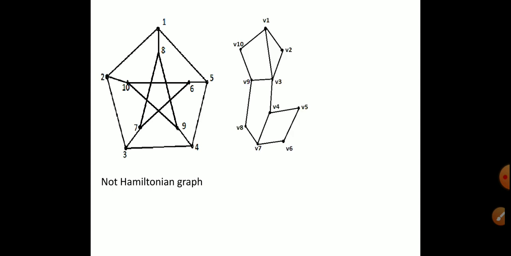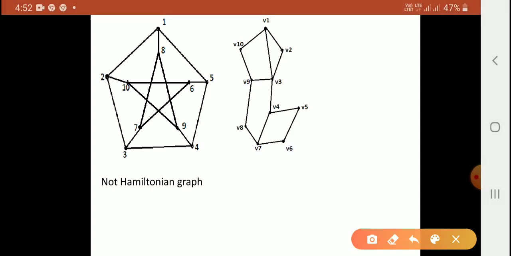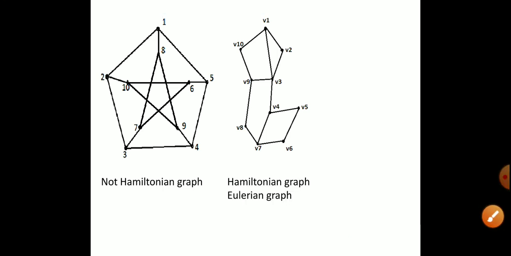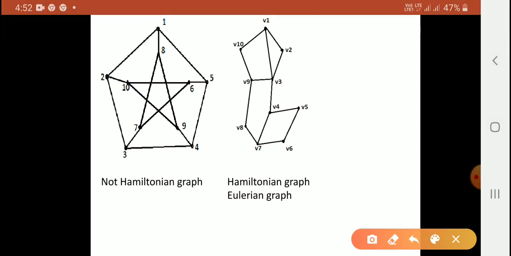Okay, consider this graph. Starting from v1 to v2, v2 to v3, v4, v5, v6, v7, then v8, v9, v10, v1, and v9. So it covers all the edges of this graph. Therefore, it is an Eulerian graph. Also, we cover all the vertices of that graph. So therefore, this graph is a Hamiltonian graph and an Eulerian graph.